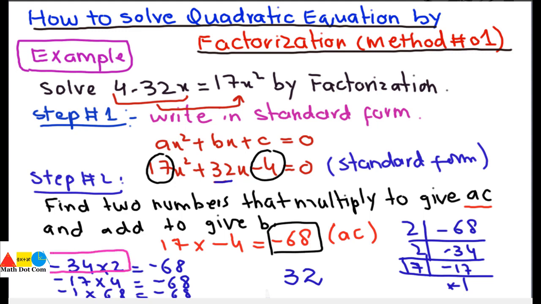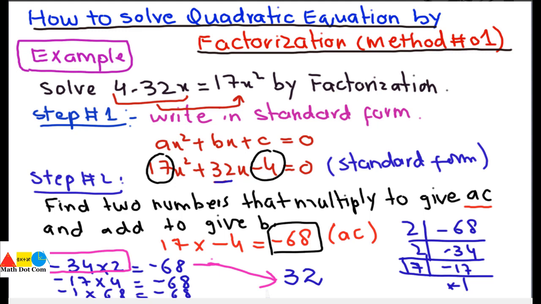Now can we use this pair by adding or subtracting 34 and 2 to make 32? Yes, we can use it, so we will use this pair. What about the other pairs? Can we use 17 into 4 to make 32? No, as 17 and 4 when added or subtracted will never give you 32. Can we use 1 into 68? No, it will never give you 32 by adding or subtracting. It means only one pair will give you 32. So the pair that we have got is 34 minus 2, which will give you 32.